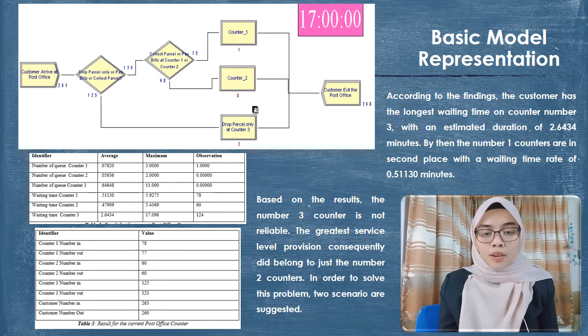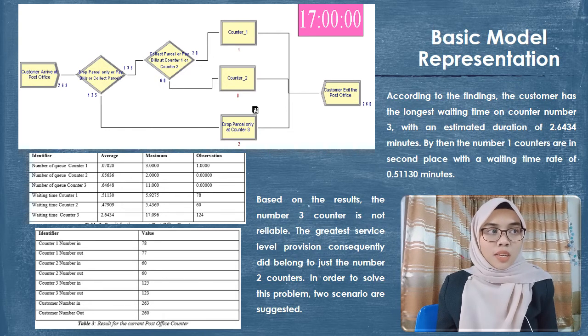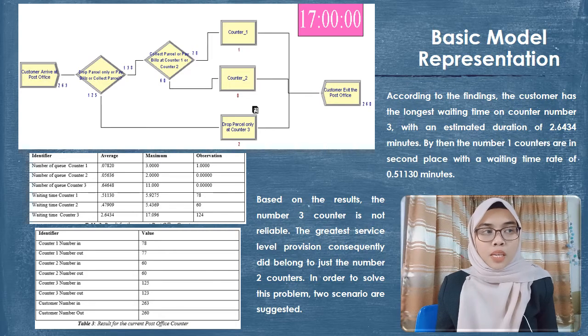After running the simulation, I already had the result, which is the average total production of 260. So we can conclude that counter 3 is the busiest counter among the 3 counters provided, because we can see that there are 2 more customers at counter 3 when the replication ended at 510 minutes or 5 pm. According to the findings, the customers have the longest waiting time at counter number 3 with an estimated duration of 2.6434 minutes. Counter 1 is in second place with a waiting time of 0.51130 minutes. Based on the result, the number 3 counter is not reliable. The greatest service level provision consequently belonged to just the number 2 counter.